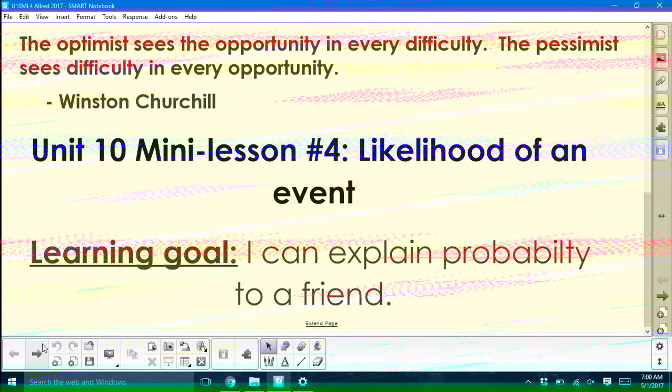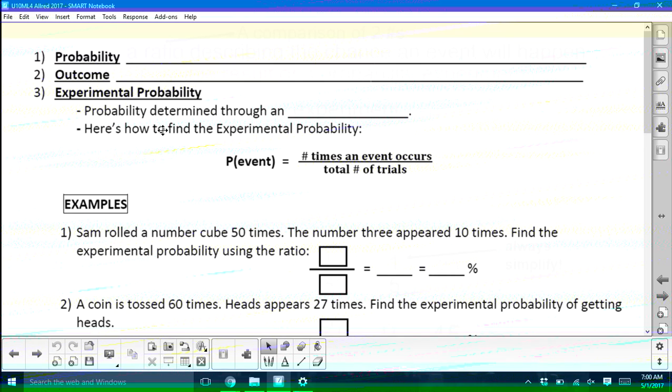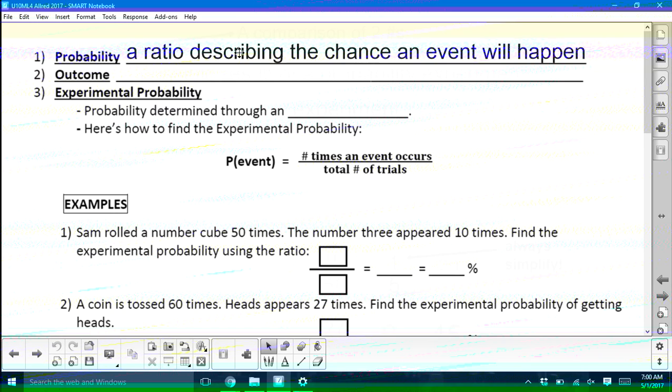Here we go with likelihood of an event. First thing you need to know is that probability is the ratio that describes the chance that an event will happen. That word ratio we talked about way back in Unit 5. It's just a comparison of two numbers. So essentially what we'll do is we'll take two numbers and compare them, and that ratio will tell us the likelihood or the chance that a given event will happen as a fraction.